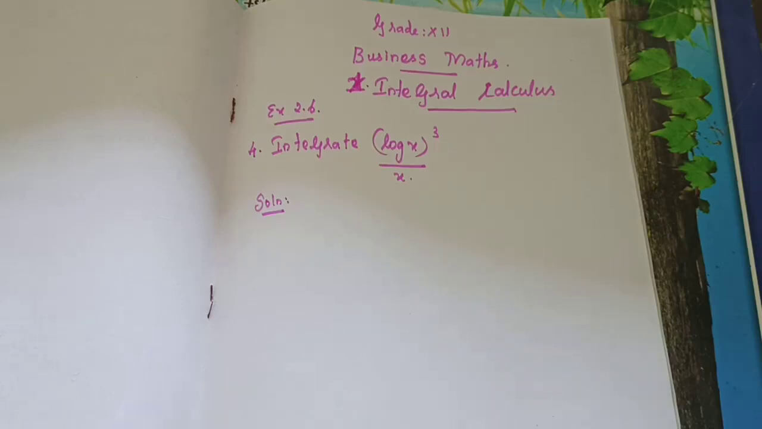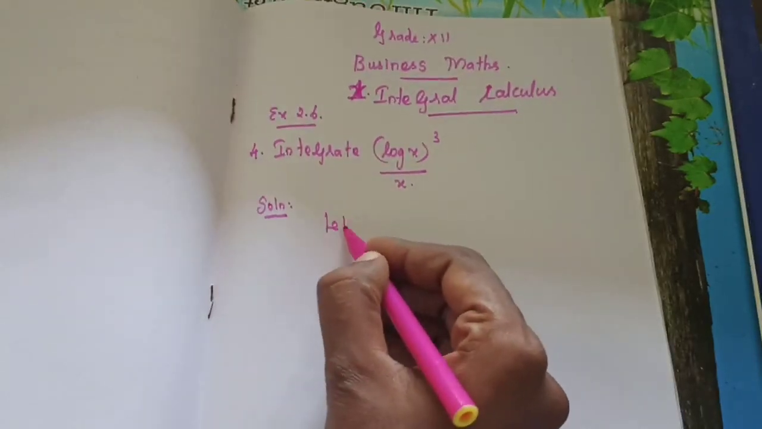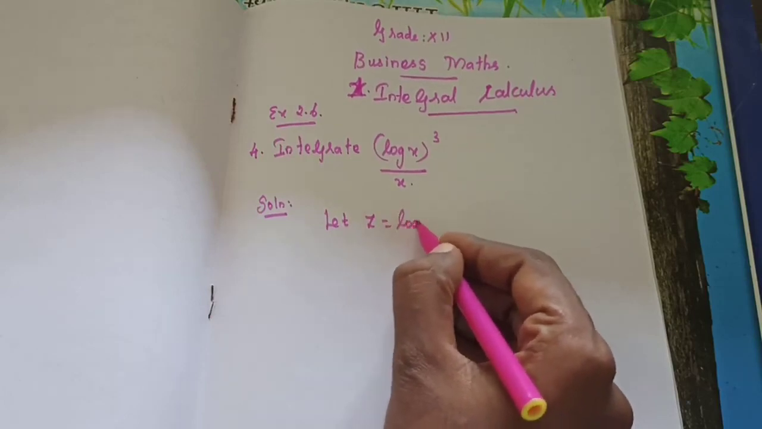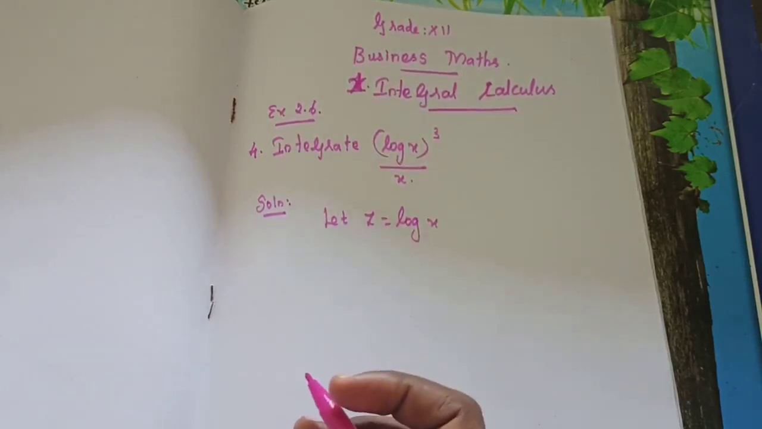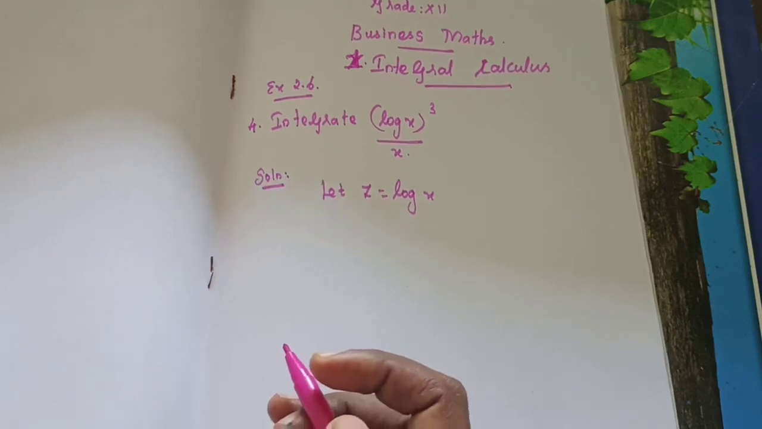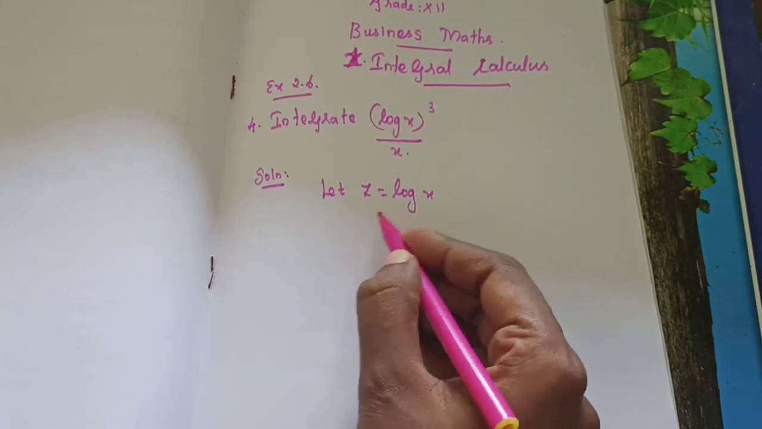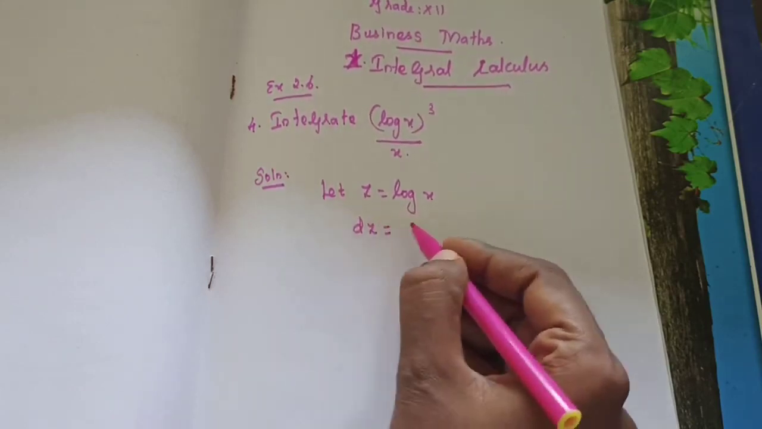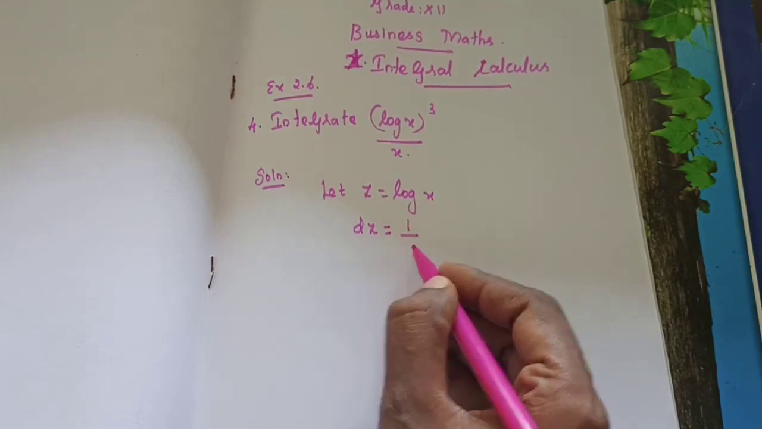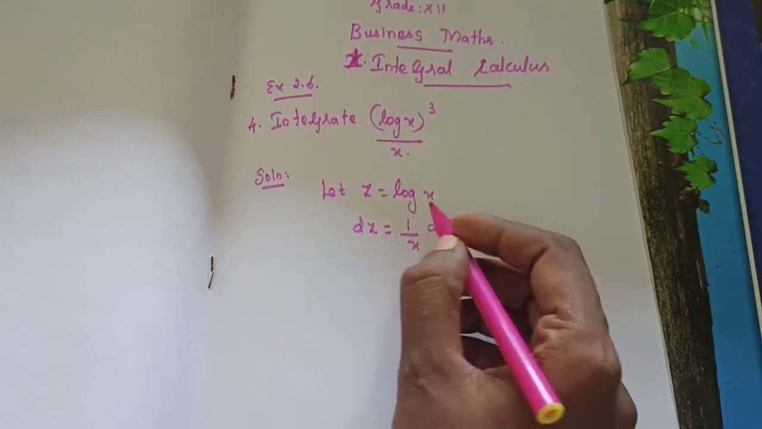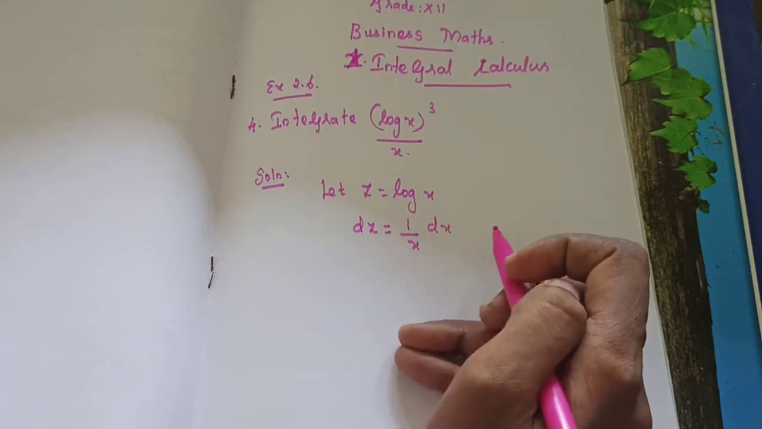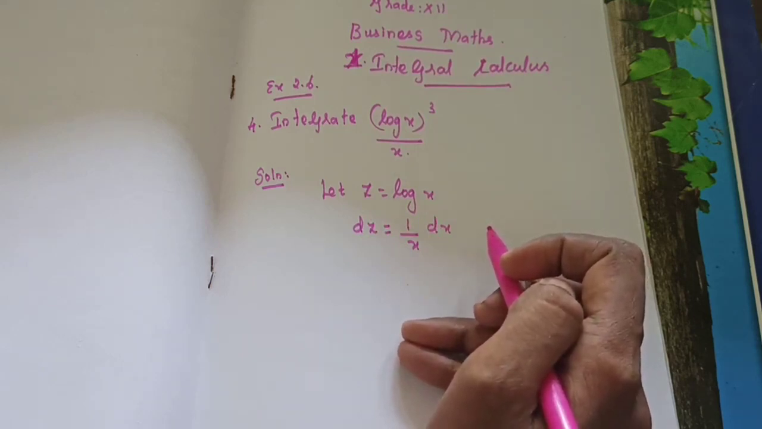So already we have completed many problems. Let z be equal to the bracket inside. Same procedure we are going to follow again. Let us consider z is equal to log x. If z is log x, what's the value of dz? dz is 1 by x into dx. How? The differentiation of log x is 1 by x dx, with respect to x.